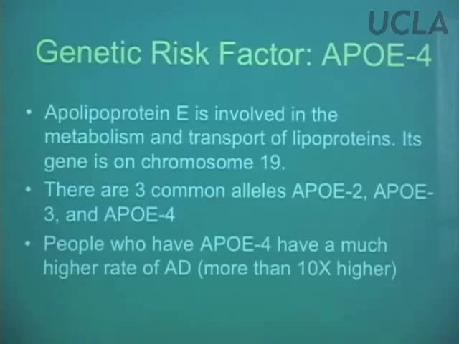And this isn't really a mutation. It is an allele that's actually pretty common in the population. So ApoE stands for apolipoprotein E. Everybody has apolipoprotein E, and it's involved in metabolism and transport of lipoproteins. It does a bunch of things in the cell. We don't know exactly everything it does, but it does seem to be important. And the gene that codes for it is on chromosome 19.